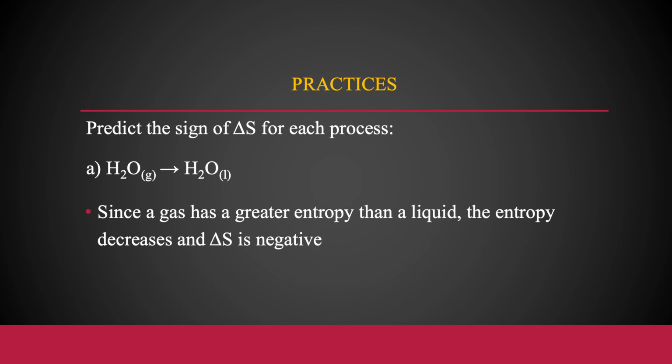In this section, we will predict the sign of delta S according to the changes happening within the reactions. Here, in the first example, the entropy has decreased, so the delta S would be negative. And all of this is based on our very first rule of entropy that stated that gas has a greater entropy than liquids.